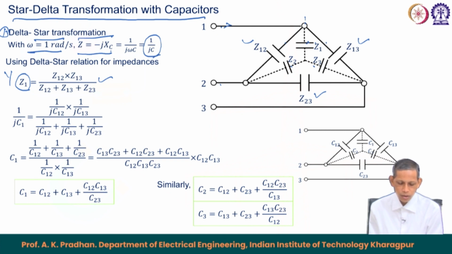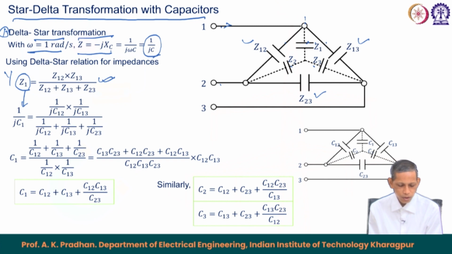So, substituting this 1 by jC terminology for the different impedances. For Z1 I substituted 1 by jC1, the capacitance C1. They correspond because all of them are capacitances now, so these impedances can be considered capacitive reactances.